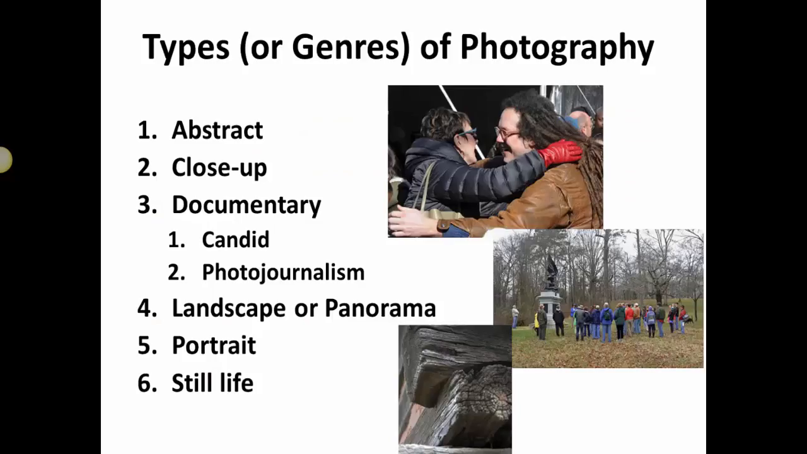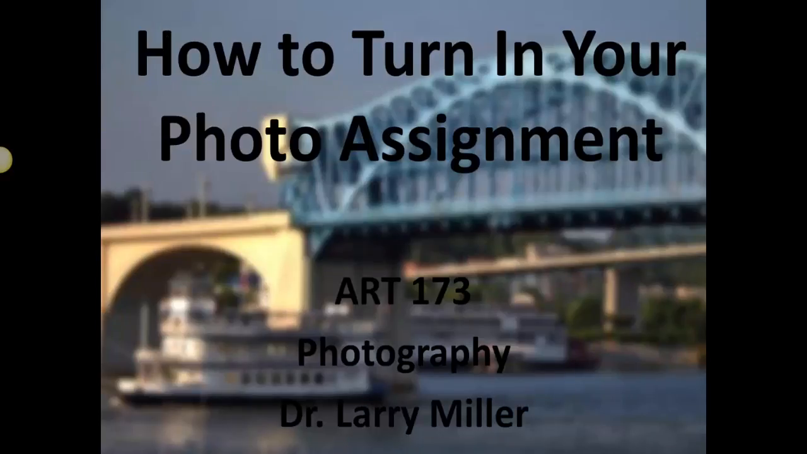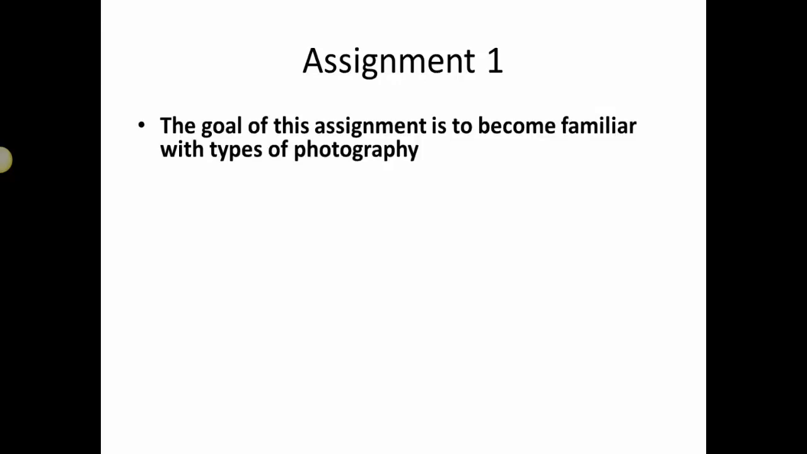So these are the 6 types of photography: abstract, close-up, documentary, landscape, portrait, and still life. Now, what I want you to do for this assignment is to find photographs in these 6 different types. And this is how you will proceed with this assignment. Remember, the goal of this assignment is for you to become familiar with these types of photography. That doesn't mean for this assignment you'll actually take these photographs. You're simply going to find them.